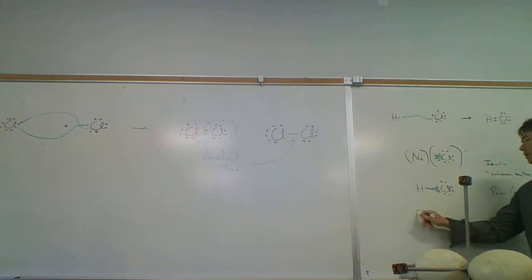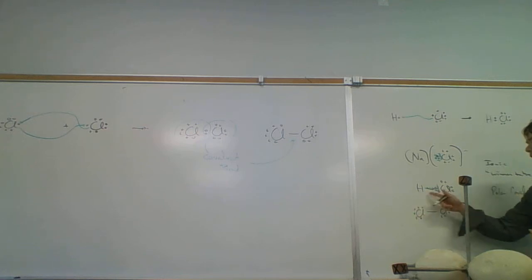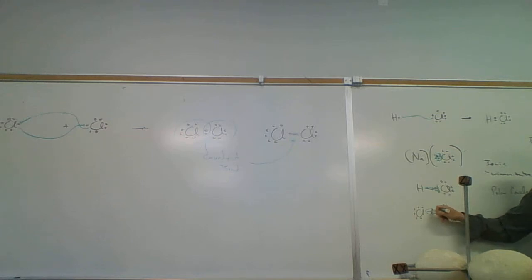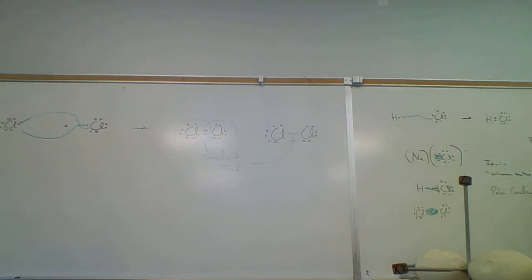And then we have the purely covalent bond, which is two chlorines. The two chlorines are going to have to share equally. In hydrogen and chlorine, they don't have to share equally. It's unequal sharing. Chlorine gets most of it. In Cl2, it's totally equal. So we end up with a situation like this. This would be purely covalent.